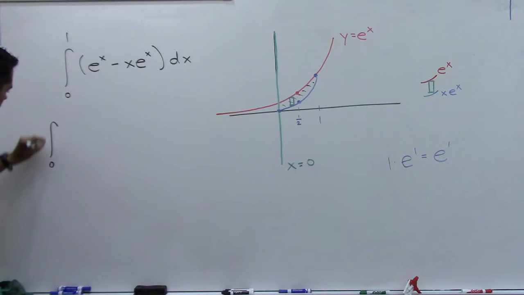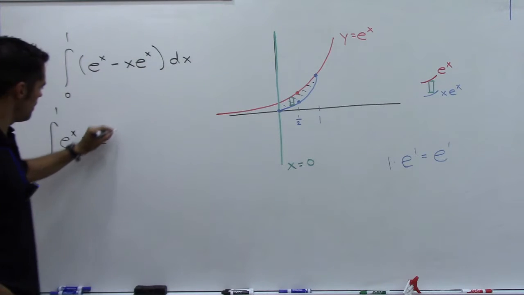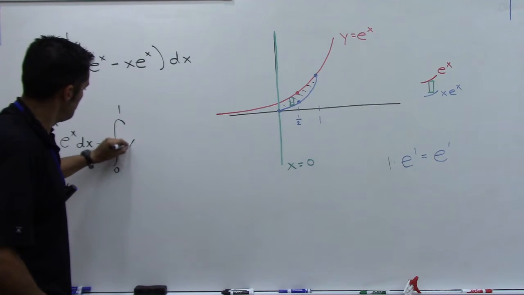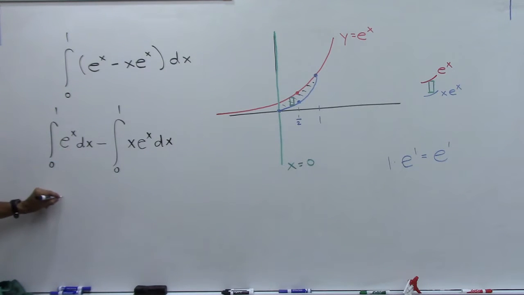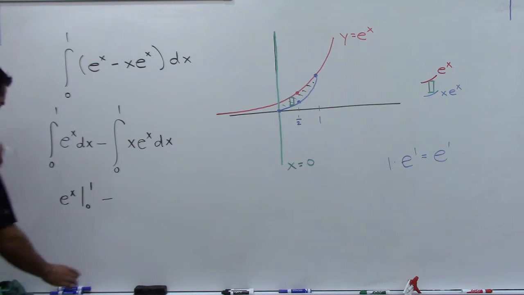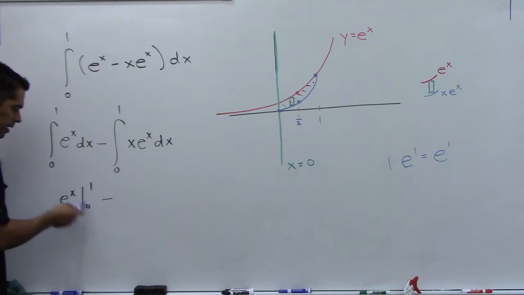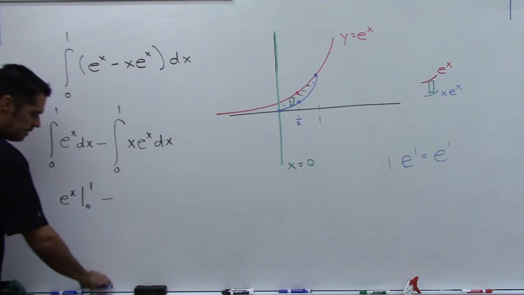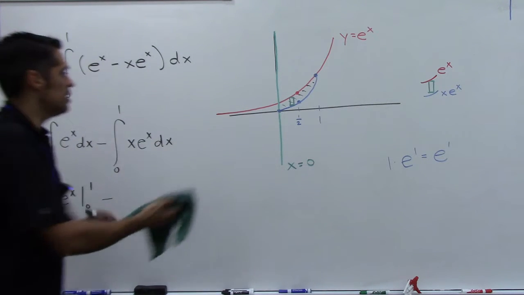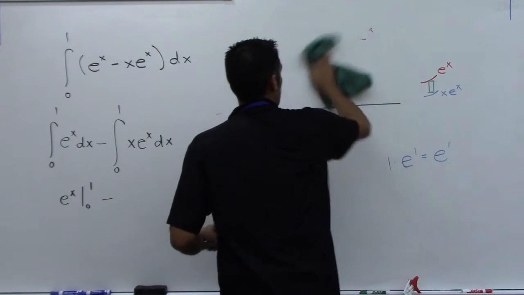I'm going to break this up into two integrals. This one right here is just e to the x evaluated from 0 to 1. Then minus, I would have to plug in 1, plug in 0, get an answer here, and subtract from that whatever this is. Now, this integral x e to the x, I'm going to do on the side here as scratch work.